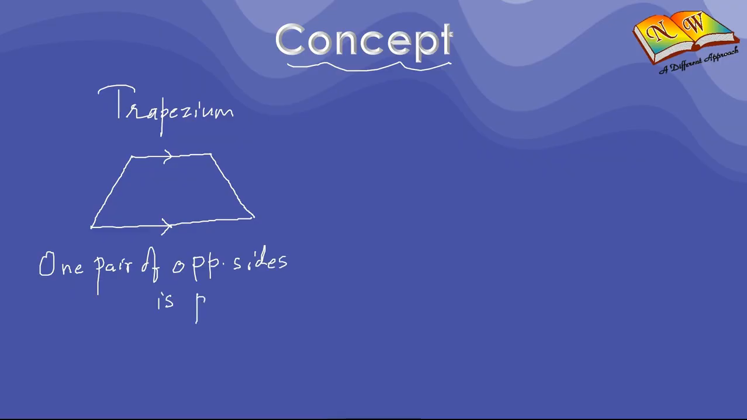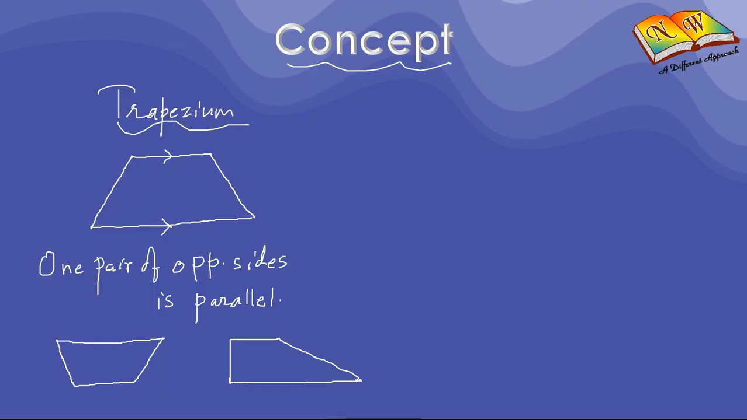Now, very important to note that the trapezium can be drawn in different ways. Like if you draw it upside down, it still remains a trapezium like this, or you can draw one line straight, the other line shorter and the parallel line longer like this. It still remains a trapezium.